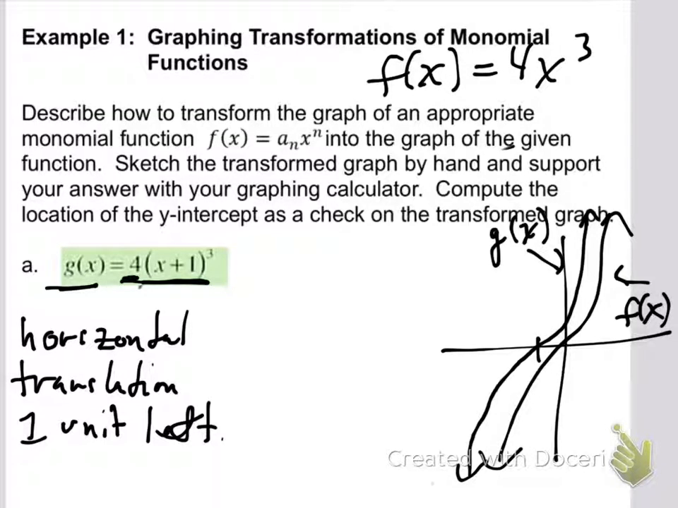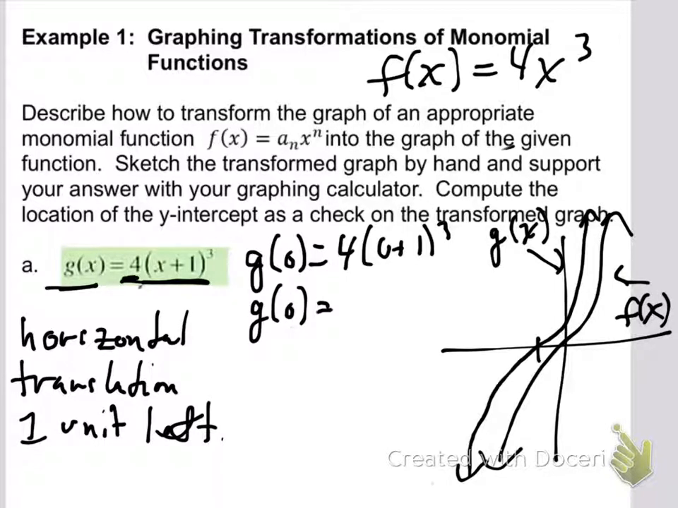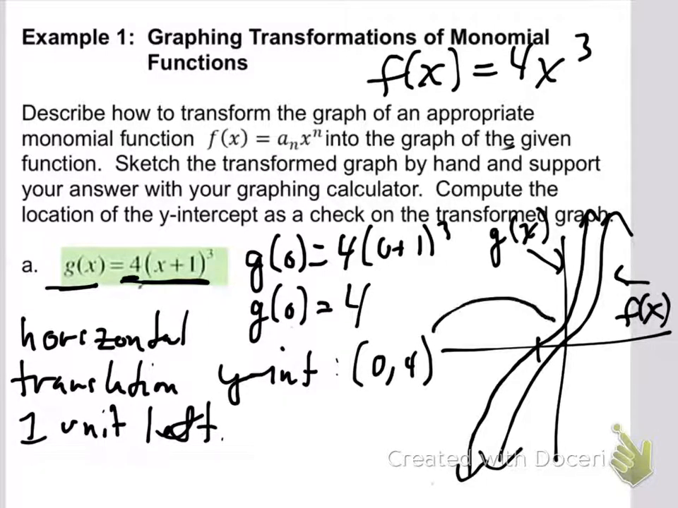The last thing we want to do is compute the location of the y-intercept for g of x. So to find the y-intercept, substitute 0 in for x. So g of 0 is going to equal 4 times 0 plus 1 cubed. So g of 0 is going to equal 1 cubed is 1 times 4 is 4. So my y-intercept is 0, 4. So that's going to be that point right there.